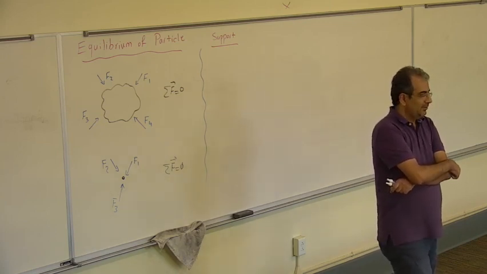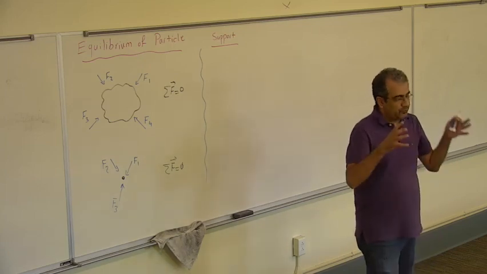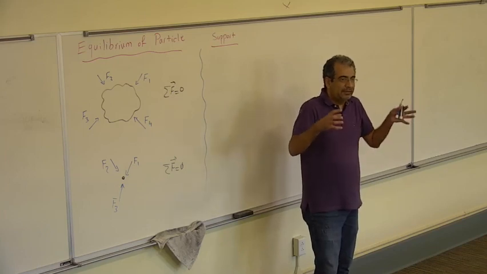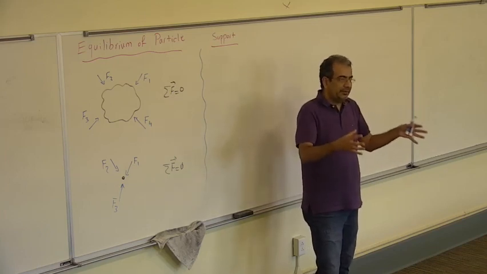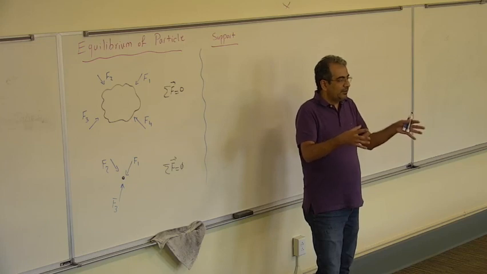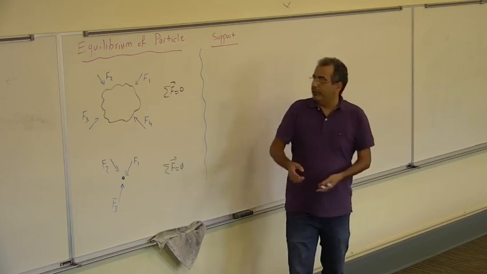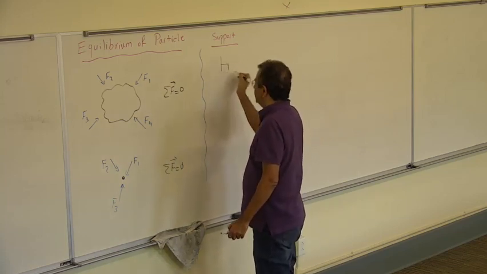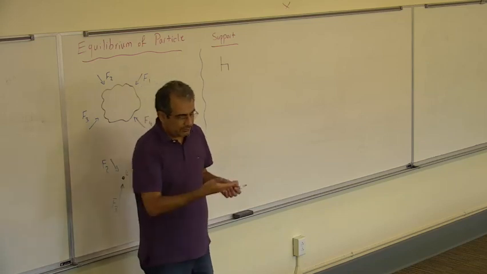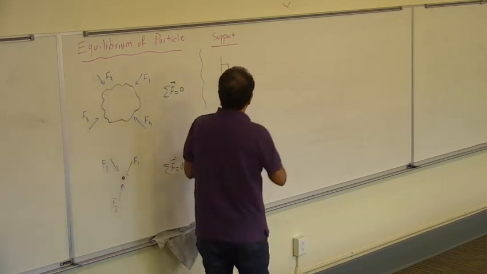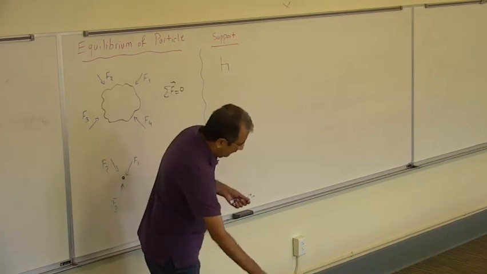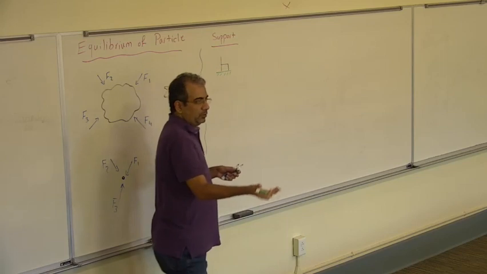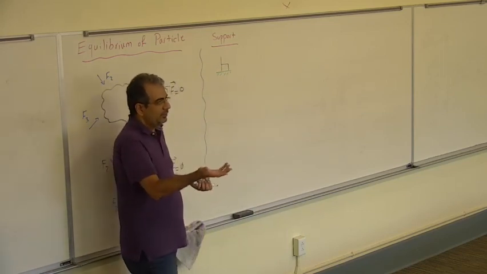So the support is what holds the object in place. Whenever we are talking about the support, it's what holds that object in its place, what doesn't let it move. So if I have a chair or a table, the support for that table or chair is going to be the floor or the ground. That's the one that holds it in place. It doesn't let it move.